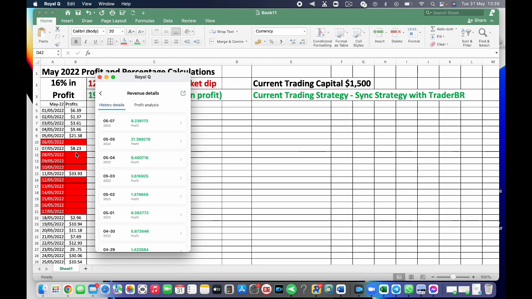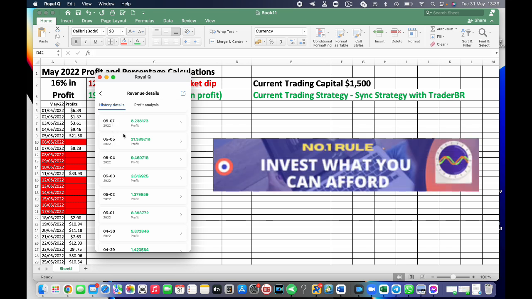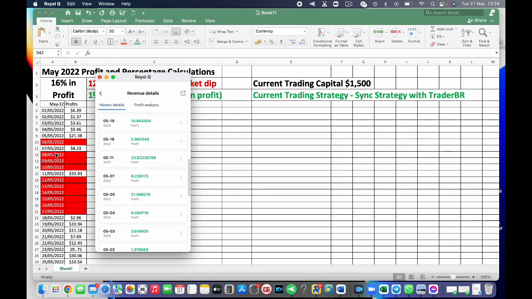And then there was no trade on the 6th. You can see the dates from 5th to 6th to 7th. So there was no trade on the 6th, and then there was no trade on those dates as well. On the 8th, 9th, 10th, you can see from here that there is no record of any trade.